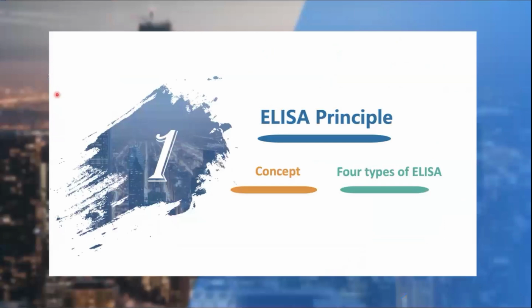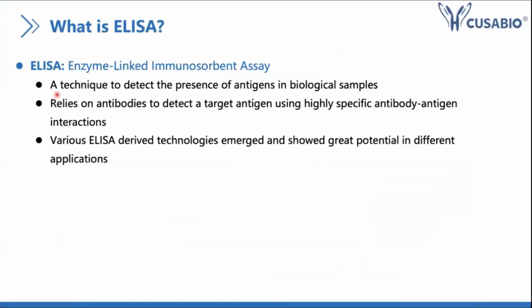The first part is the ELISA principle. ELISA, the name is Enzyme-linked immunosorbent assay. This is a great technique to detect the presence of antigens in biological samples. Basically, it relies on the specific interaction between the antibody and the antigen. The result usually shows in an enzyme catalyzing a change in color or fluorescence, and the signal you get will be highly correlated to the amount of the analyte present in the original samples.